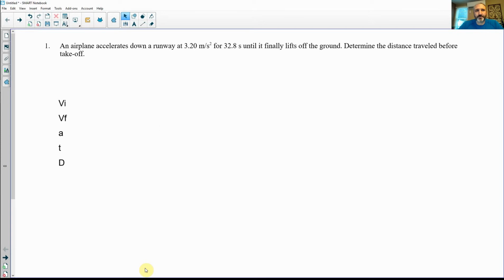Hi, everybody. So this is the third problem set that I had given you to try and get you ready for the upcoming test on Thursday and Friday. So we might as well just get right into it.